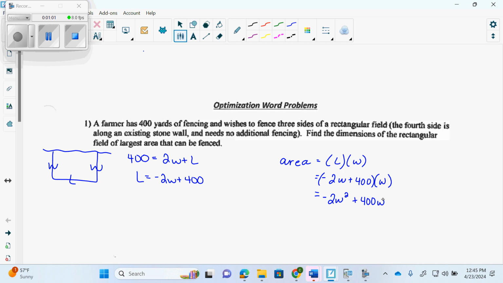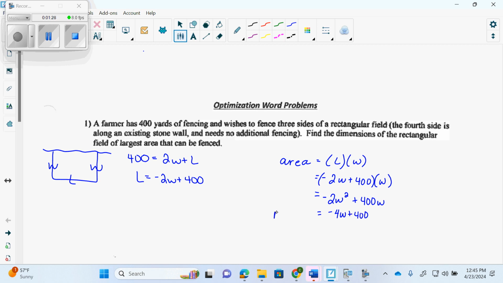But I want max area. So that's just the area. How do I get max area? How do I get maximum of anything? Take the first derivative, set it equal to 0. Nothing crazy. So remember how we do this awful completing the square over here? Now we just do the first derivative. So if it's a polynomial, life is easy. It's going to be negative 4w plus 400.